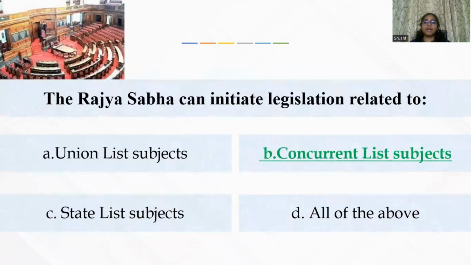The Rajya Sabha can initiate legislation related to option A, union list subjects, option B, concurrent list subjects, option C, state list subjects, and option D, all of the above. The correct answer is option B, concurrent list subjects.